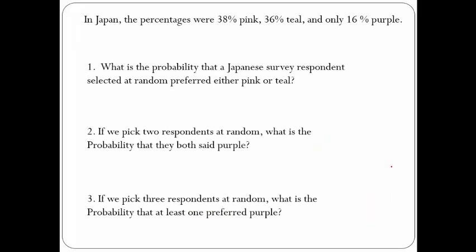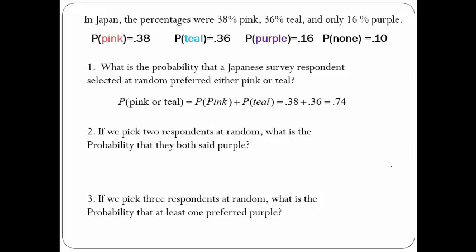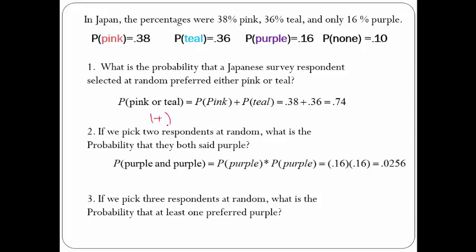So if we did something else, and instead of in the U.S., we talk about in Japan, 38% said pink, 36% teal, and 16% purple. All right, what's the probability of pink or teal? So just add, or means add, right? If we pick 2 respondents at random, what's the probability they both said purple? So that'd be purple and purple, which means you're going to multiply. So 0.16 times 0.16. If we pick 3 at random, what's the probability at least one said purple?